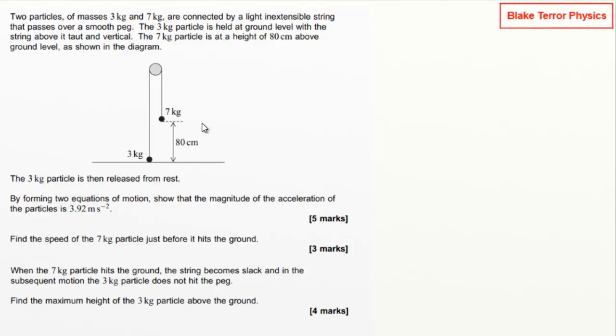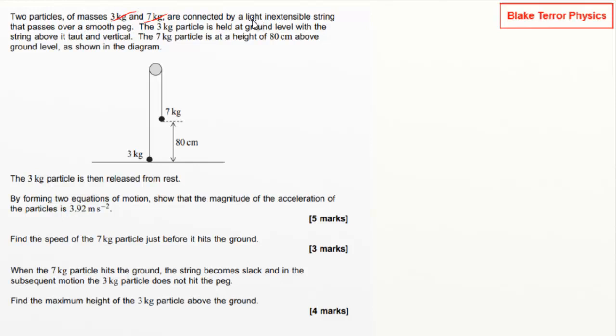Hello, in this video I'm going to go through a fairly standard dynamics question. We've got a diagram there, so look at the diagram and then see what isn't in it when we go through the text. Two particles of masses 3 kilograms and 7 kilograms, that's both marked, connected by a light inextensible string passing over a smooth peg.